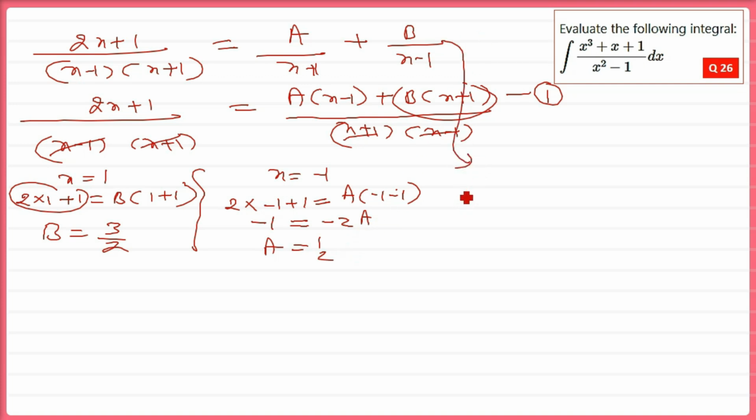Now let me write this equation again, when you put the integration sign in front of this, in terms of dx. So a and b can be put in front of the integration sign because they are constants. So we need to integrate only dx by x plus 1 and dx by x minus 1.